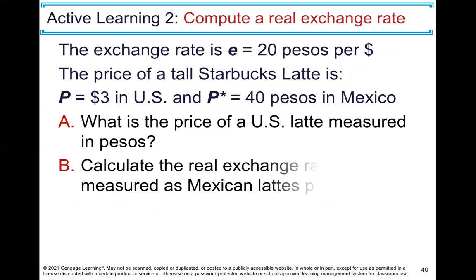Okay, let's look at another example. Now we're going to talk about a Starbucks latte. The exchange rate is 20 pesos per $1. The price in the US is $3. The price in Mexico is 40 pesos. So what is the price of the US latte measured in pesos? That's just the numerator that we were talking about, E times P. In part B, we calculate the real exchange rate, and we'll do that in a bit. So let's talk about A first.